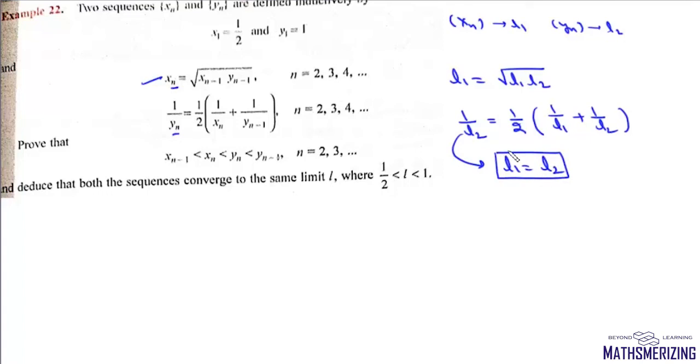So both the sequences, they'll converge to the same limit, say L, and since we have already proved that both the sequences are bounded between 1 by 2 and 1, the limiting value of these sequences will lie between 1 by 2 and 1, and that is the answer to this question.